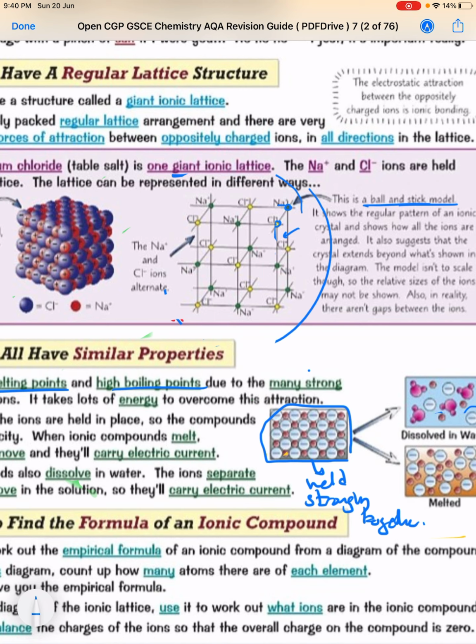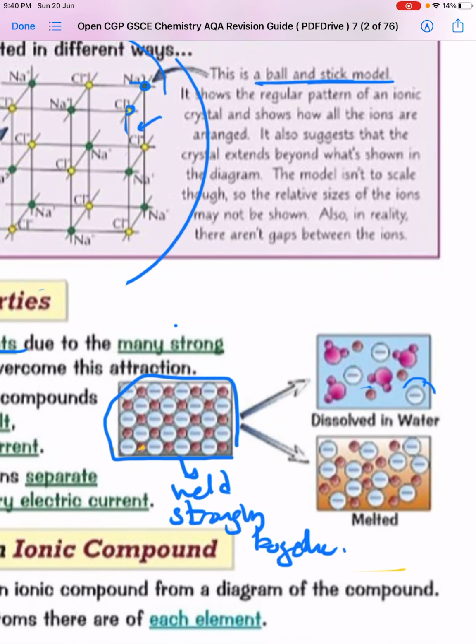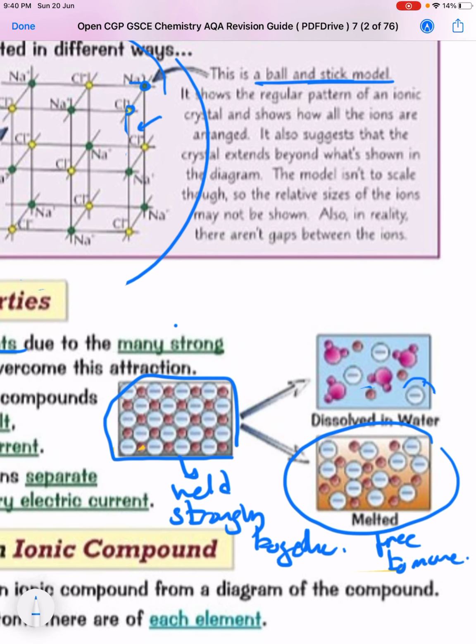That means there are no free ions to move and conduct electricity. That means if I melt this ionic compound into the liquid state, we all know that the ions here are free to move, right? They're free to move. So they can conduct electricity in the liquid state, or when they're molten.